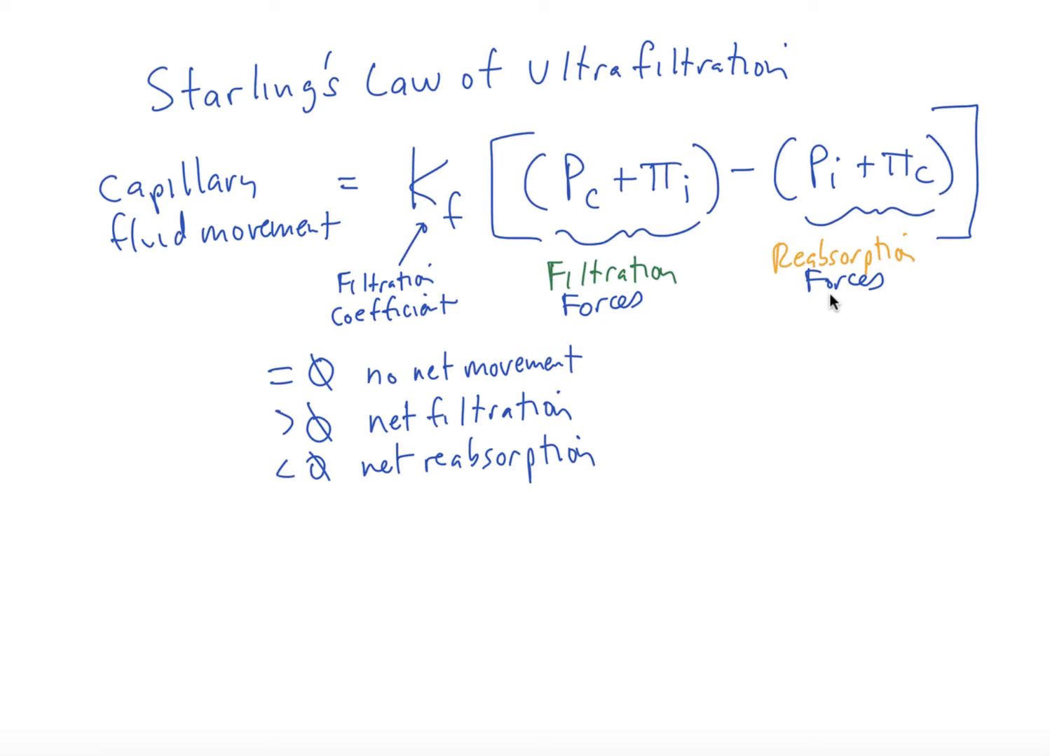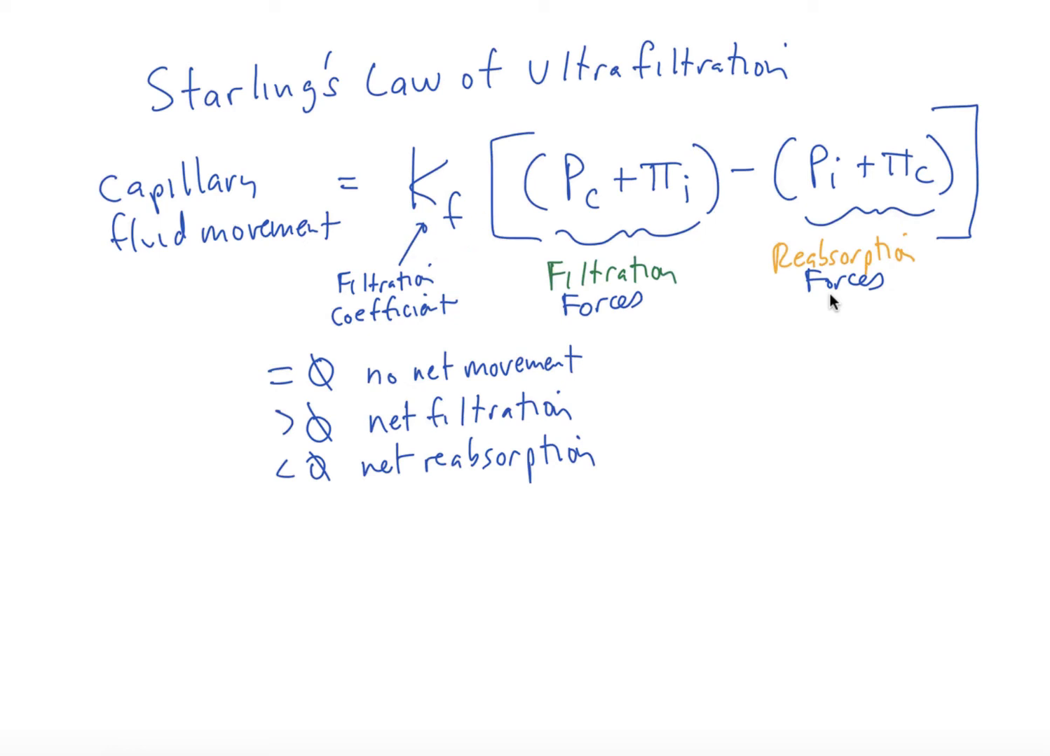If I combine P sub C and pi sub I as my forces of filtration, and I subtract my P sub I and pi sub C as my forces of reabsorption, whatever forces are larger, that's going to dictate what direction ultimately the fluid is going to move. So if I end up with 0, I have no net movement of fluid. Now that could happen two ways. I could have my forces of filtration and reabsorption be equal to each other, or I could have the conductance, or the filtration coefficient, be equal to 0.